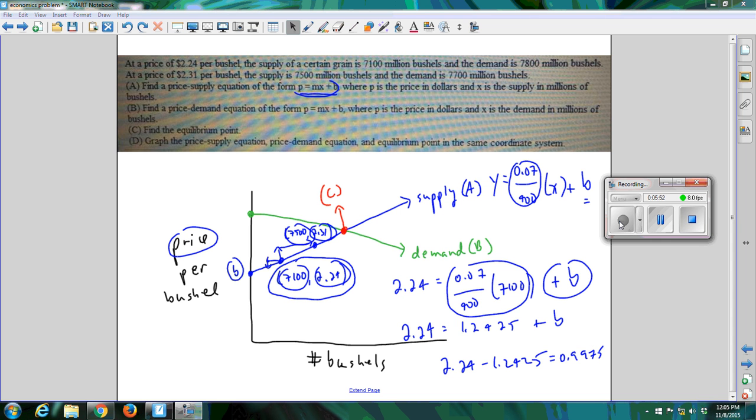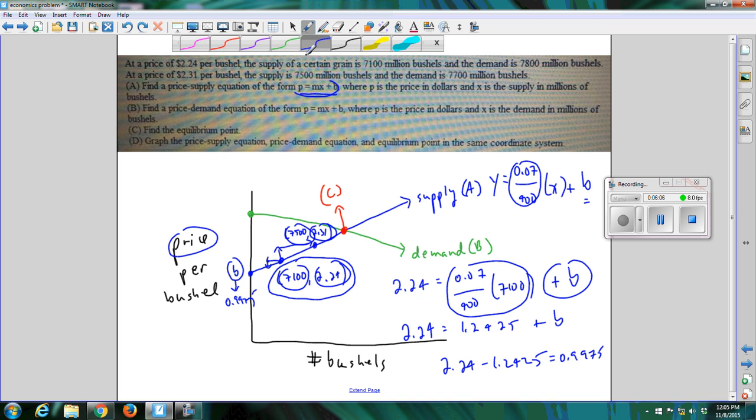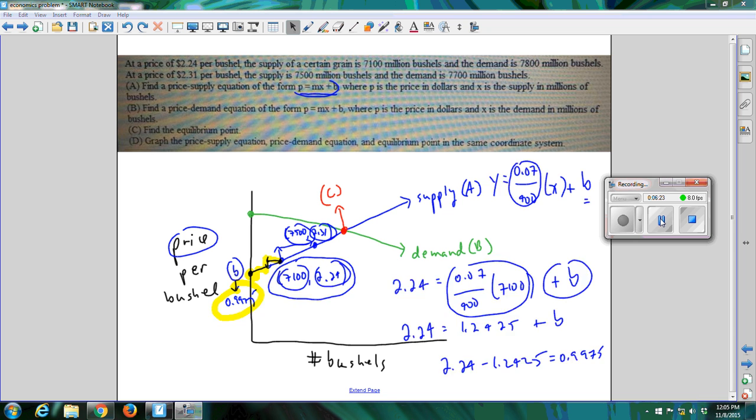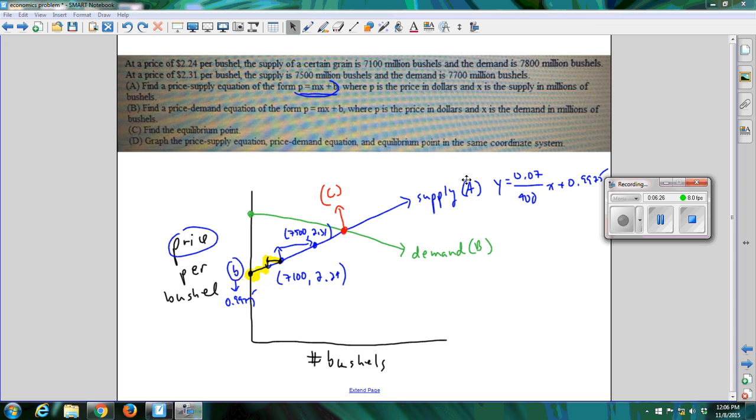Just so you can visualize this, 0.9975 represents the number that we would have reached here if we had backed up from this point. If we had gone back 400 and then down 7, and back 400 and down 7, and just repeated that until we got all the way back to 0 bushels, this is where we would land on the graph. So that's how you figure out the rule for the blue line. I just tidied this up a little bit, so now we've got the rule for the blue line.